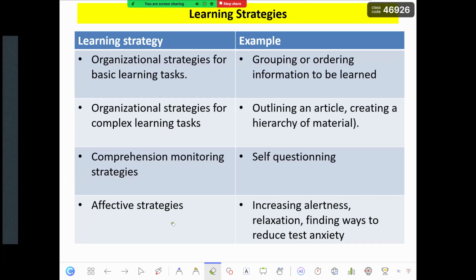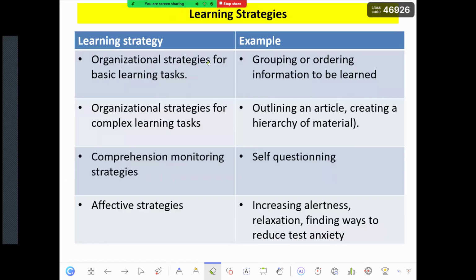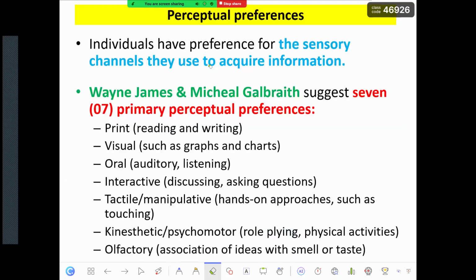Right. Then effective strategies increase alertness, relaxation, and find ways to reduce test anxiety. So those are the strategies that you can follow in a learning activity. Then perceptual preferences. Individuals have preferences for the sensory channels that they use to acquire information.